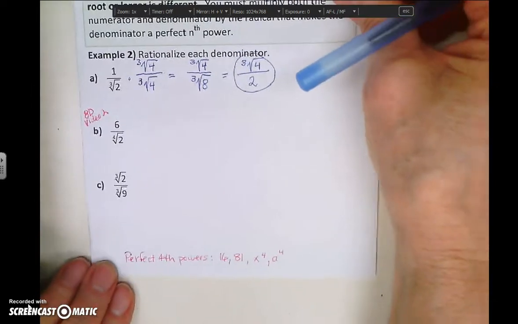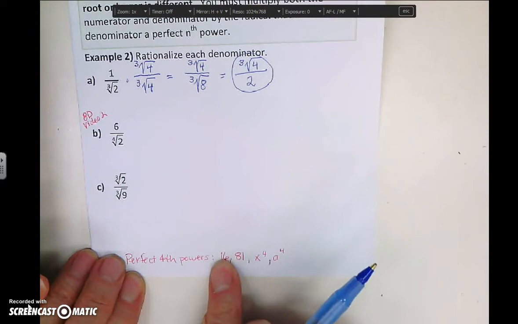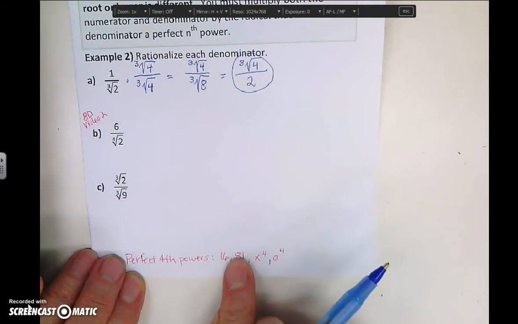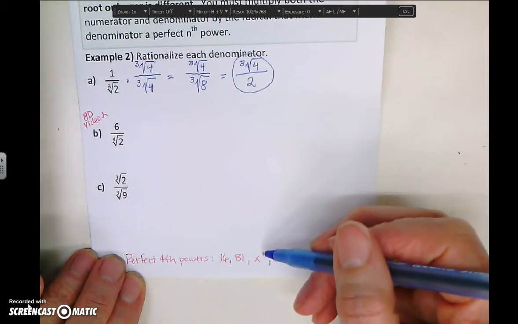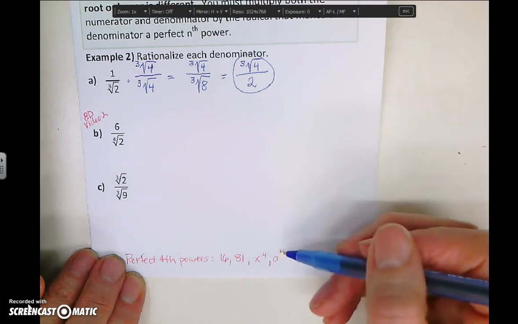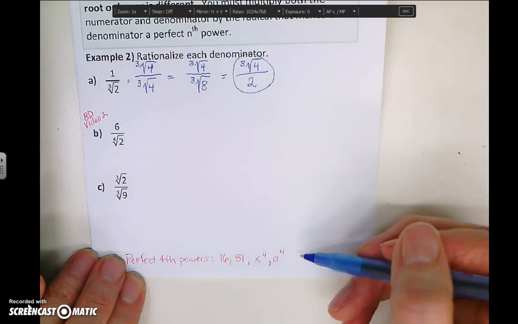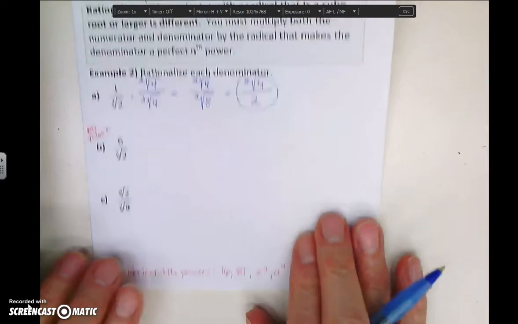So here at the bottom, I've written the perfect fourth powers. 2 to the fourth is 16, 3 to the fourth is 81. Any variable with an exponent that 4 will go into evenly, like x to the fourth, a to the fourth, x to the 8th, or x to the 12th, those would be fine as well.